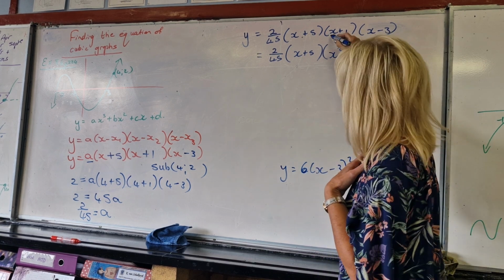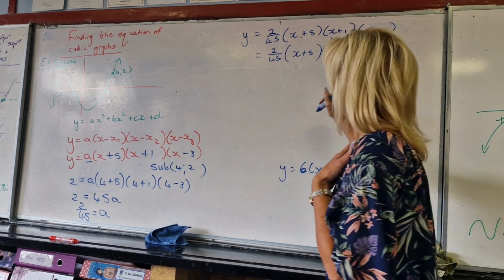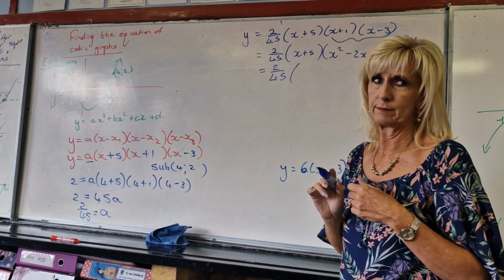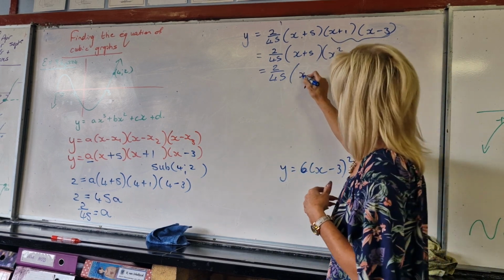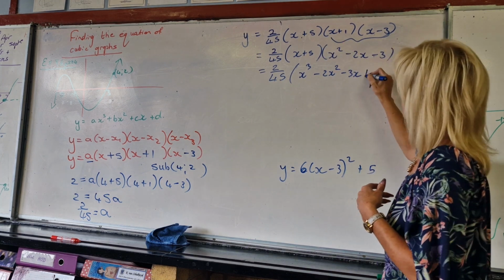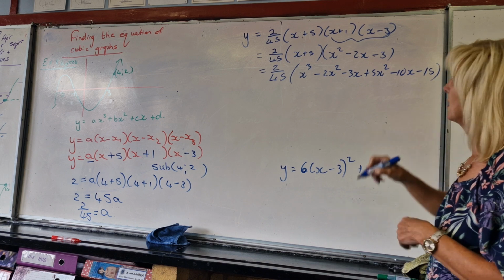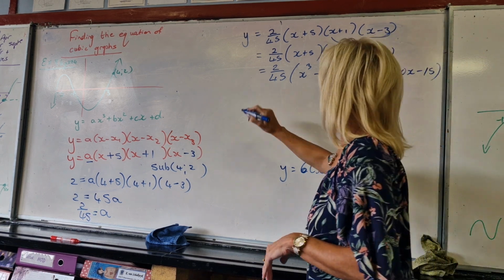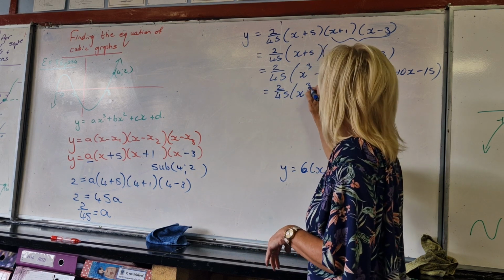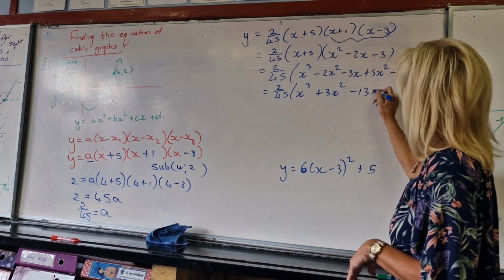Okay, when I do those 2, then I still have to distribute this in. And you can do it all at once, but rather be careful. So we're going to do the x, so it's going to be x^3 minus 2x^2 minus 3x. Then we're doing the 5 plus 5x^2 minus 10x minus 15. And then the last step is to times all of that in. Well, I've still got to simplify, right? x^3 plus 3x^2 minus 13x minus 15.